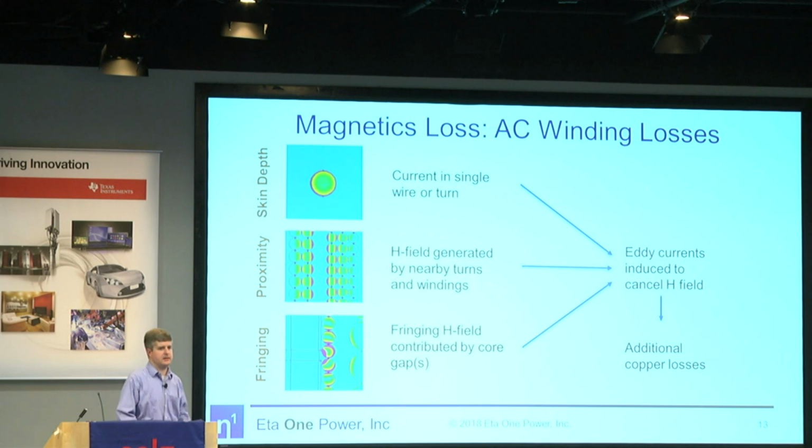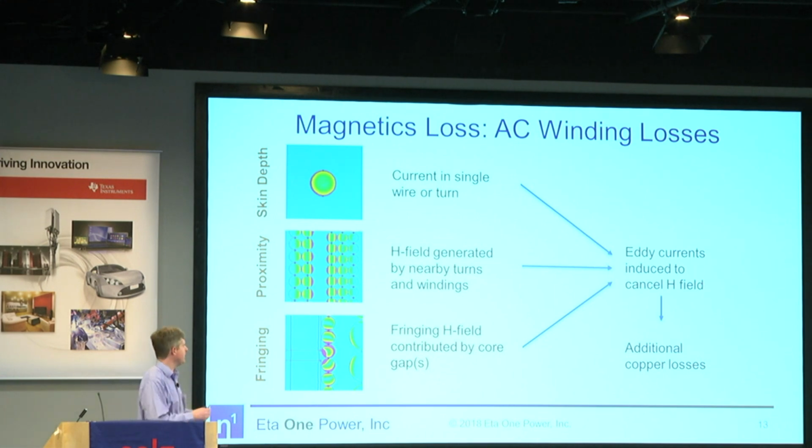So AC winding losses. These are difficult to calculate, so it's also fairly difficult to understand. That means a lot of people neglect it and get bitten by it when they build a power supply and test it and see their magnetics getting way too hot. There's three main factors of this: skin depth, proximity effect, and fringe field effect. All of these have to do with generated H fields, or magnetic fields, that cause eddy currents in the windings.